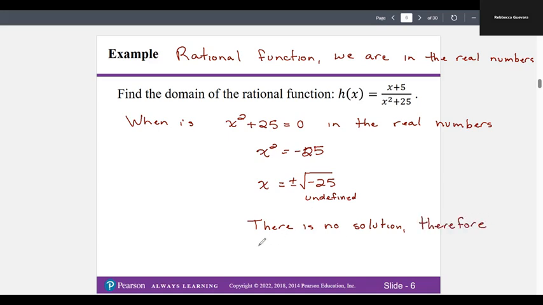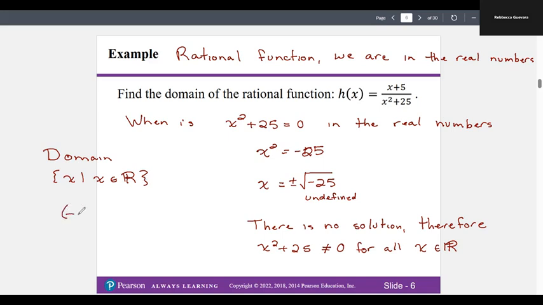Therefore, what we'd see is that x squared plus 25 is never equal to 0 for all x in the real numbers. So what we see here is we don't have anything to remove from the domain. Domain is x such that x is a real number. We have nothing that we remove from the domain. So then we could also say we have everything from negative infinity to infinity.